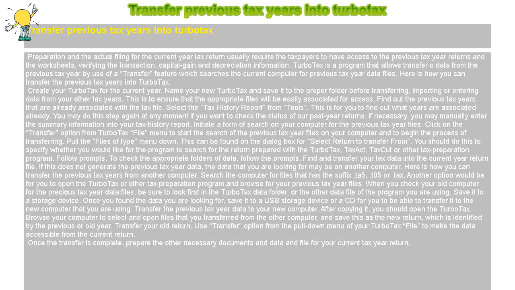Find out the previous tax years that are already associated with the tax file. Select the Tax History Report from Tools. This is for you to find out what years are associated already. You may do this step again at any moment if you want to check the status of your past year returns. If necessary, you may manually enter the summary information into your tax history report.